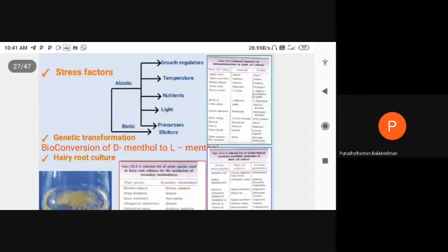Next is stress factors. These are stress factors: there is abiotic stress, and there is aerobic culture. The precursors, elicitors, nutrients, temperature, and growth regulators are very important for the production of secondary metabolites in in vitro conditions. We involve various biosynthetic pathways, so we have to modify the biosynthetic pathways. Based on the pathway, we get more of the respective compound.